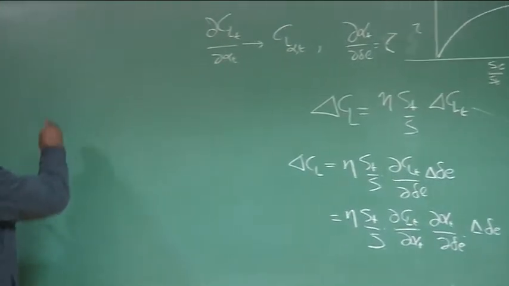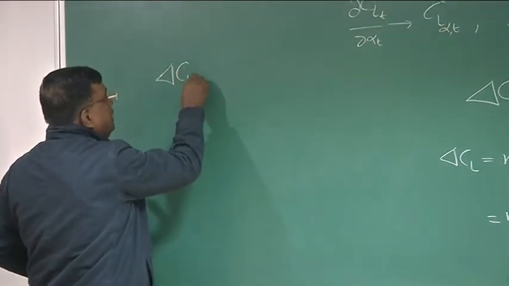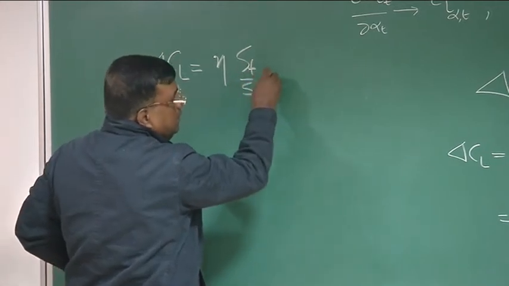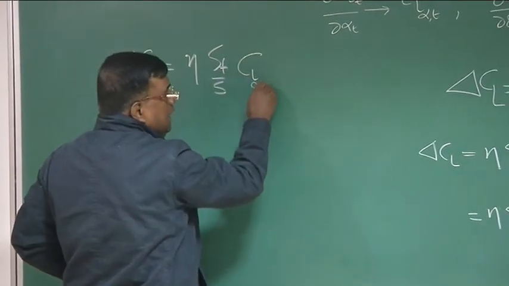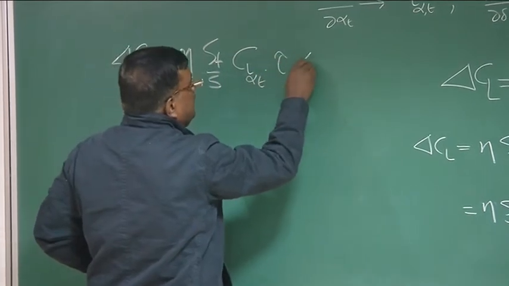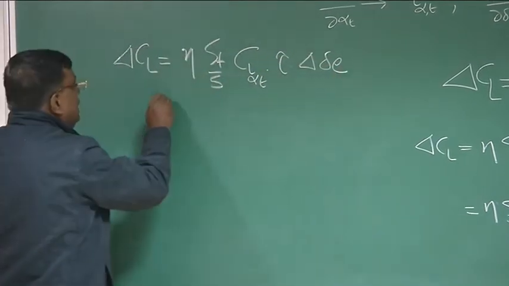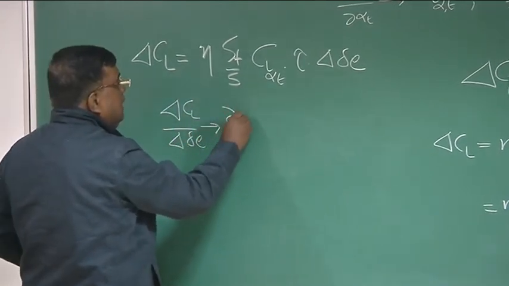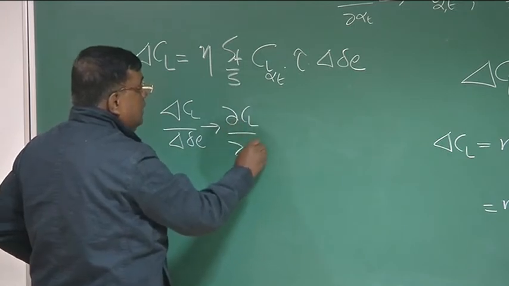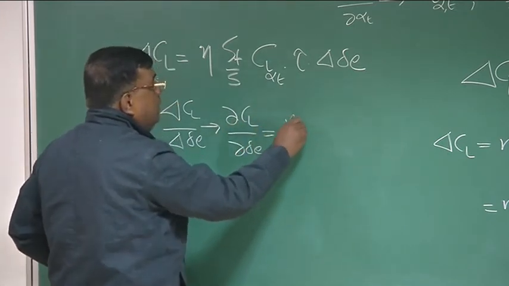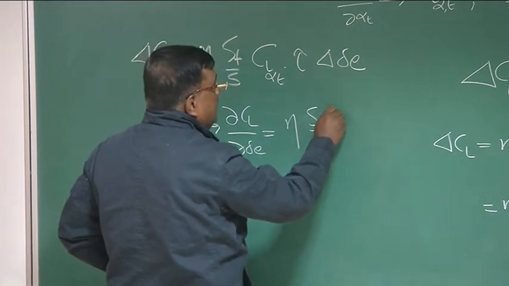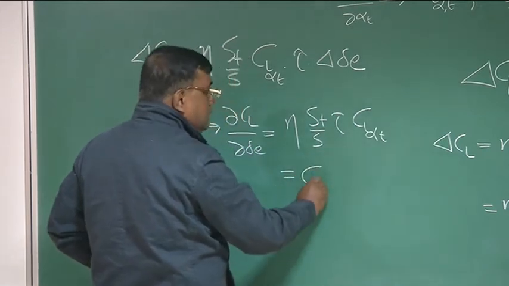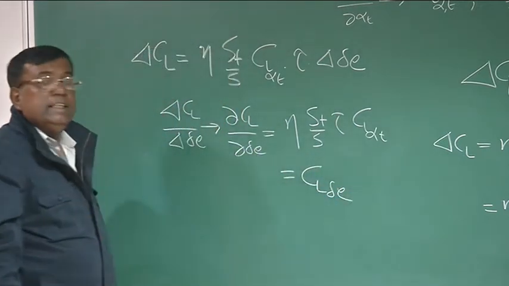From here, I can write delta CL of the aircraft is eta ST by S, then CL alpha tail into tau into delta E. So delta CL by delta E, which is dCL by d delta E, is equal to eta ST by S tau CL alpha t. And that is nothing but CL delta E. It's neat and clean now.